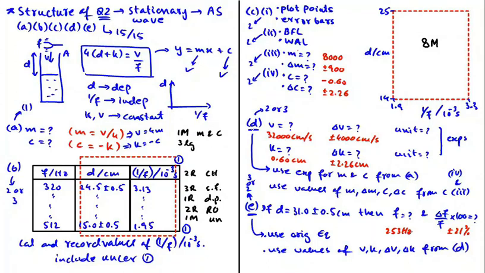Next part is part D, and to be able to do part D of all different types of graph question, you have to learn one method of determining unit of a constant quantity from its expression. And last part is part E, and to be able to do part E of all different types of graph question, you have to learn two methods of determining the percentage uncertainty in a quantity.